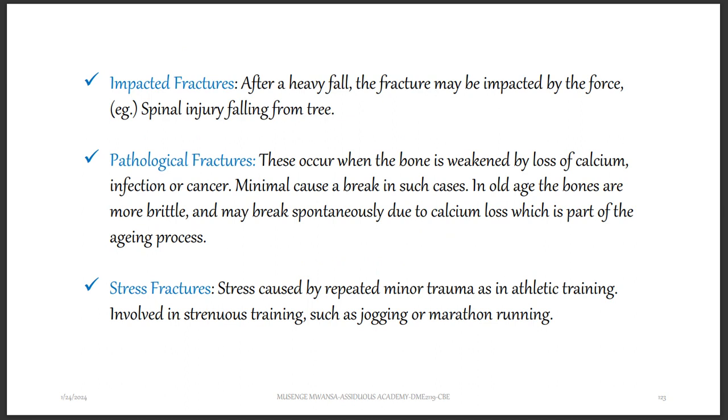There's also a pathological fracture. These fractures occur when the bone is weakened by a loss of calcium. You know that calcium is necessary to maintain the strength of a bone. So it can also occur due to infection or cancer. Minimal force causes a break in such cases. In older age, the bones are more brittle and may break spontaneously due to calcium loss, which is part of the aging process. So in adults, there is calcium loss. So because of that, the bones are brittle.